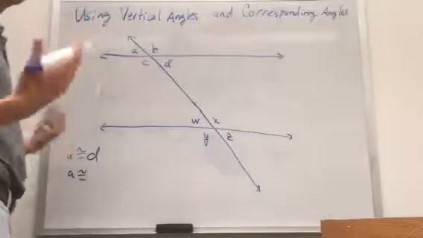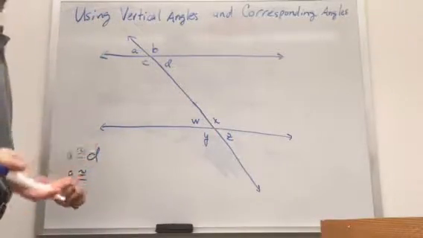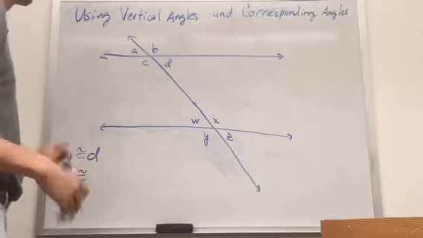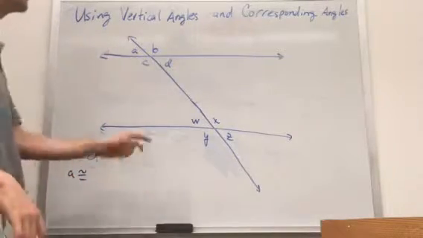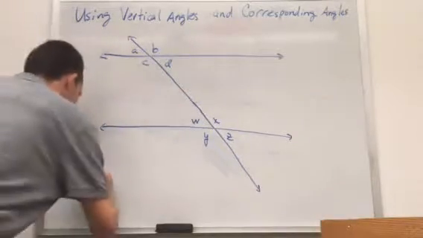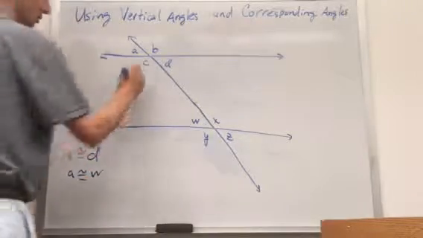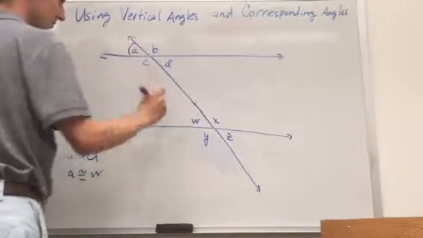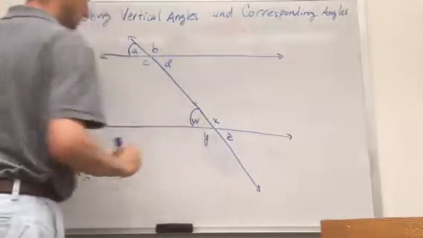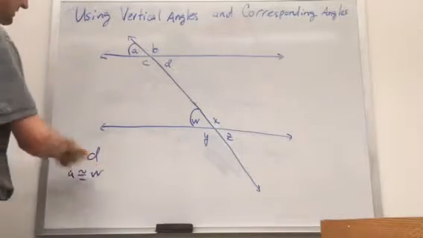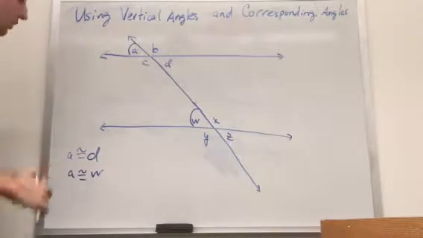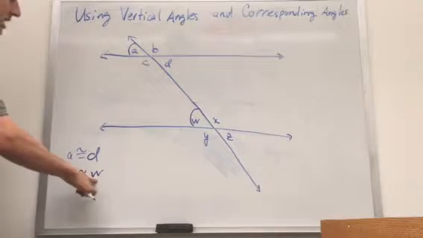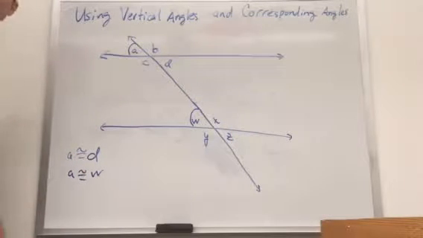Now we know that corresponding angles on parallel lines are also congruent. So that means that angle A must be congruent to angle W. These are corresponding angles. So we know A is congruent to D. They have the exact same measure. We know that A is congruent to W. They have the exact same measure.